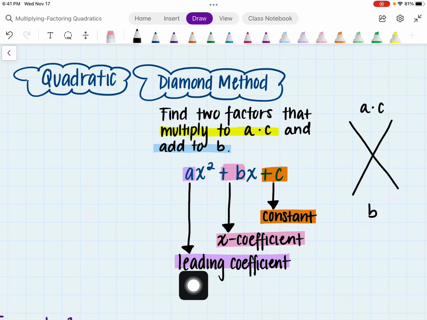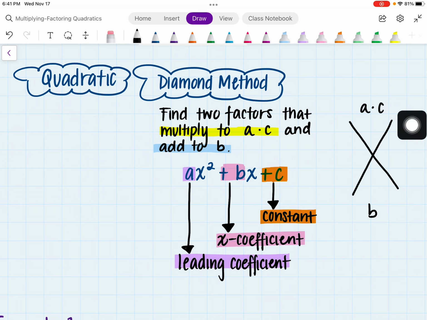where a represents our leading coefficient, b represents our x coefficient, and c represents the constant. So a, once again, is the number that's always in front of the x squared, b is the number in front of the x, and c is the constant, which is the number that's by itself.